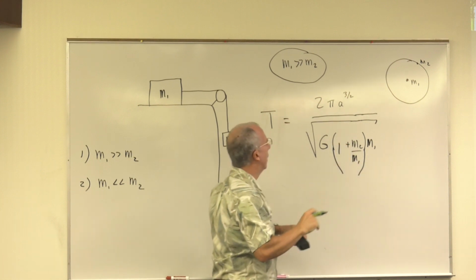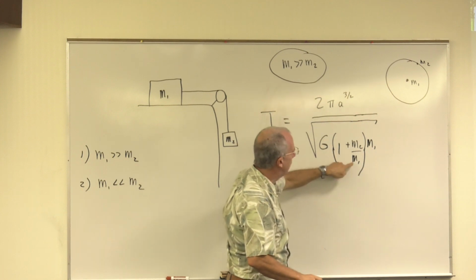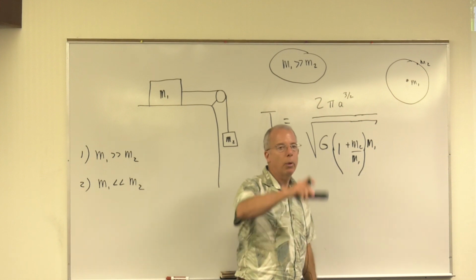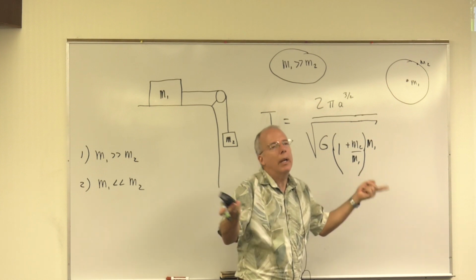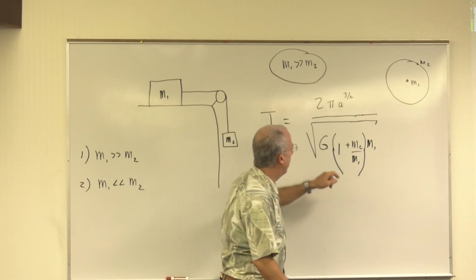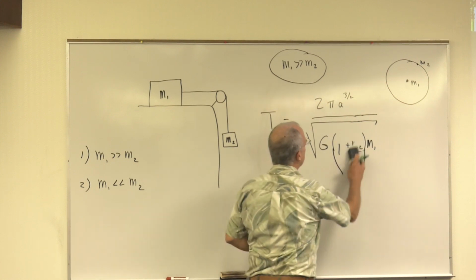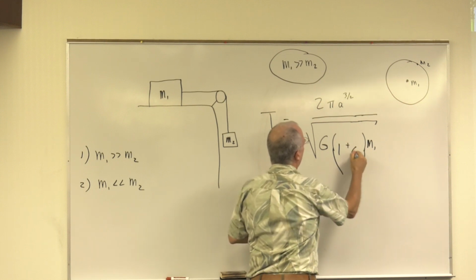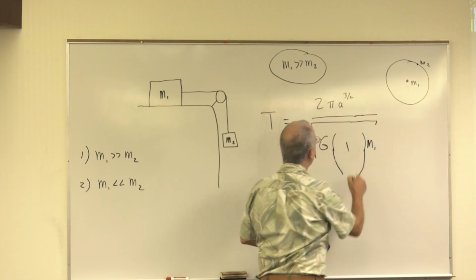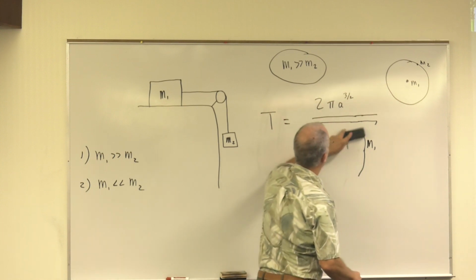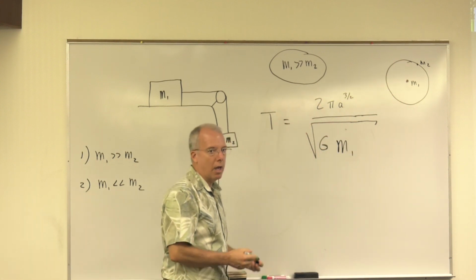Now here's the important one. If M1 is tons bigger than M2, what's M2 divided by M1? In other words, what's 1 over infinity, or just something really, really big? It's like 0. If M1 is much, much larger than M2, this is basically 0. So what's 1 plus 0? 1. So I just have a 1 here. Well, that's silly to write it like that. Let's just do this. Just G. So that's what happens to the denominator.